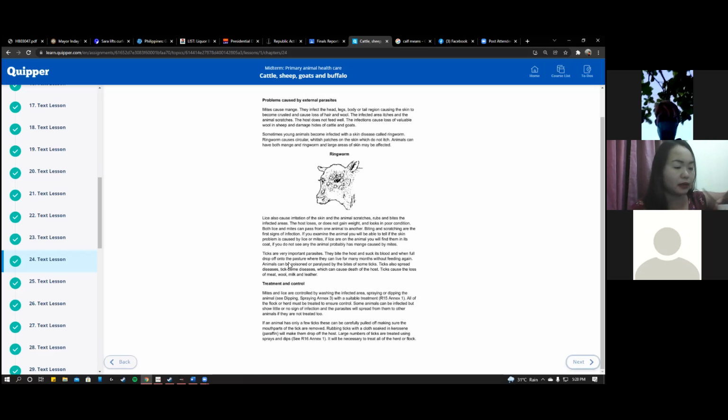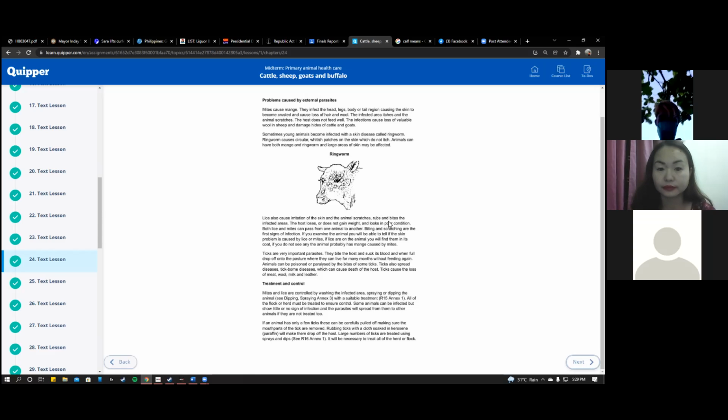So ticks are very important parasites. They bite the host and suck its blood. When full, they drop off onto the pasture where they can live for many months without feeding again. Animals can be poisoned or paralyzed by the bites of some ticks. Ticks also spread tick-borne diseases which can cause death of the host. Ticks cause the loss of meat, wool, milk, and leather.